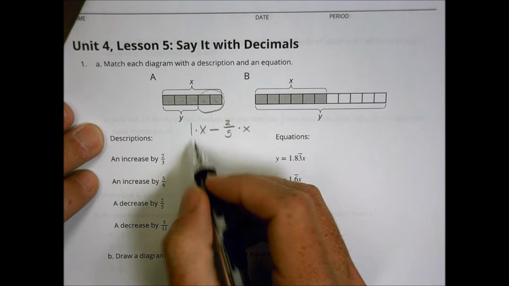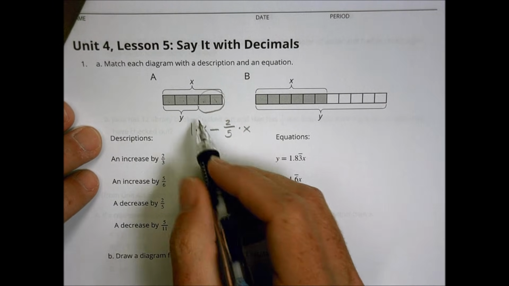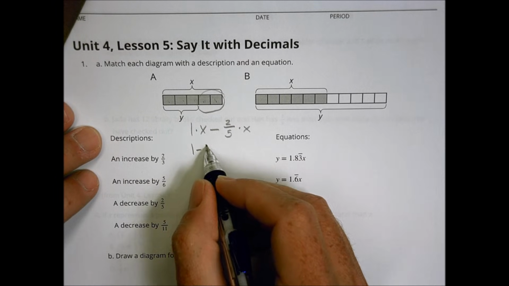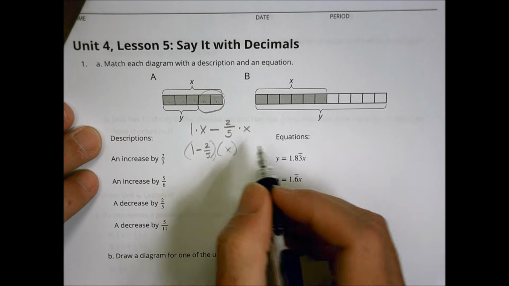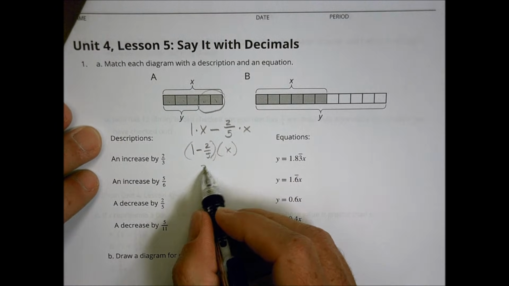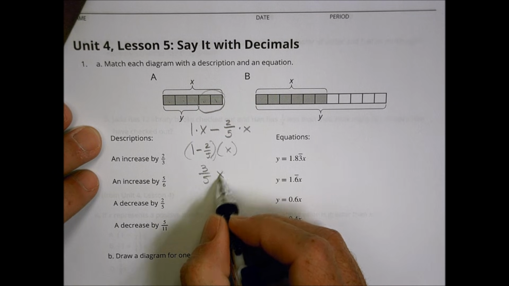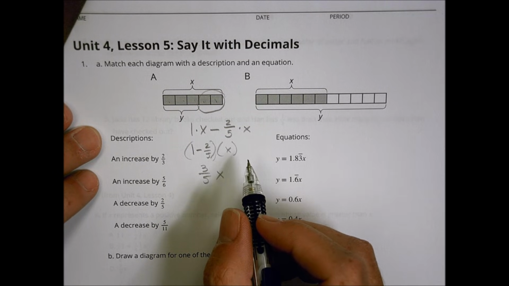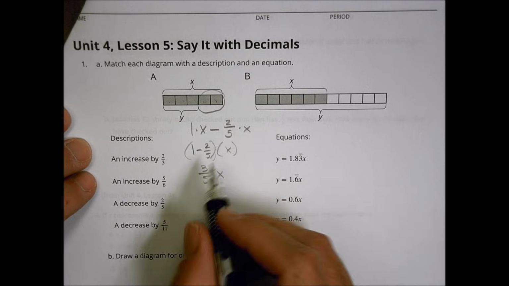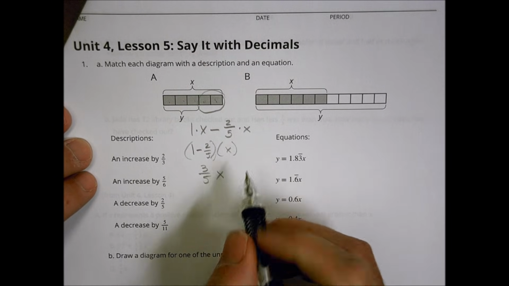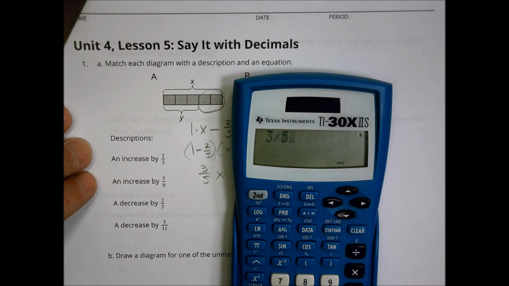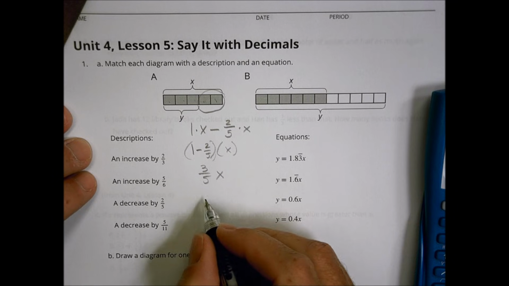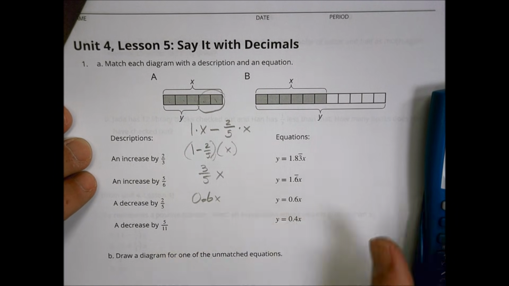Now we can use some distributive property things here, and we can say this is really 1 minus 2/5 times the x, and 1 minus 2/5 becomes 3/5 and an x there. So what we're doing is we're now going to have to turn it into an equation as well. So these are decimals here, so I do 3 divided by 5. 3 divided by 5 is 0.6, so I actually have 0.6x. All right, so what is all that going to be?